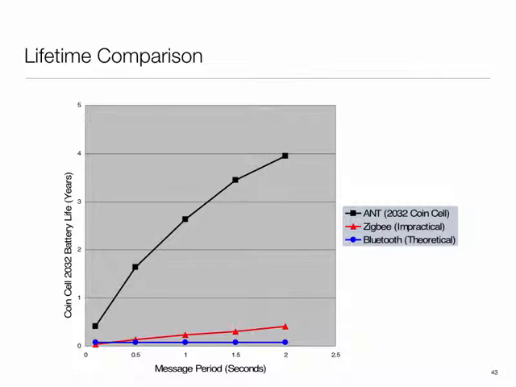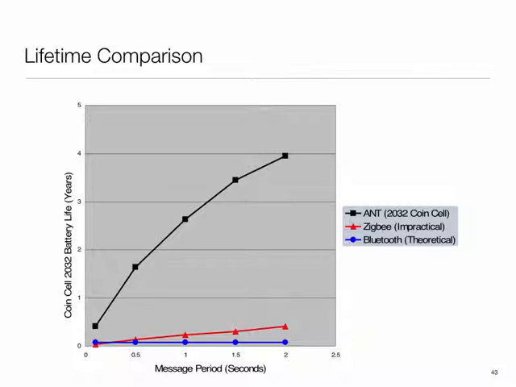So this is another example where, as the message period changes, the lifetime changes. If you're sending messages once every 2 seconds, that's still a very reasonable rate to send, and it goes up to like 4 years. Whereas BLE and Bluetooth are stuck in days and weeks.